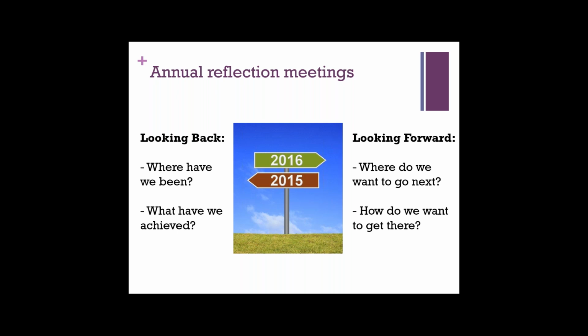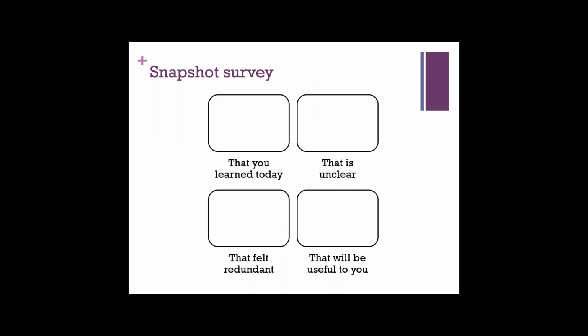Other things that potentially could be useful, snapshot surveys. So here's one that you could use something similar to this, where this would be nice and easy. You just hand this out in a meeting context or prior to meetings with someone, and you ask people to just fill in the blanks. So one thing that you learned today, one thing that's unclear, one thing that you felt redundant, and one thing that will be useful to you. And you can use this as information, or I think, and sometimes even more importantly, as a conversation starter. We can actually have a conversation about the information that's being collected there.